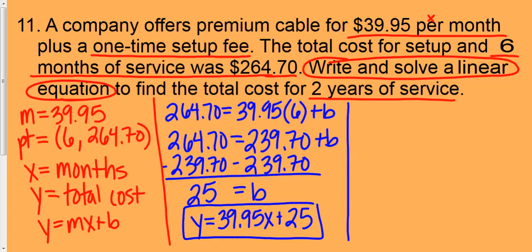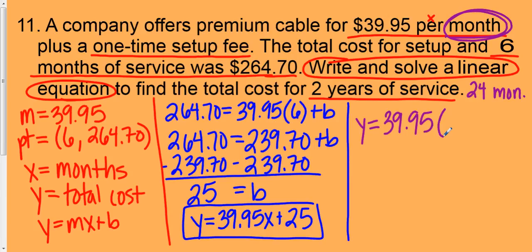And then the last thing it says is to find the cost for 2 years of service. Well, I'm going to remember in my story problem that they talked about everything in months. So x is months. When they talk about 2 years, I have to make a conversion. So 2 years is 24 months. Keep that in mind. Always be thinking and be aware. Don't rush.